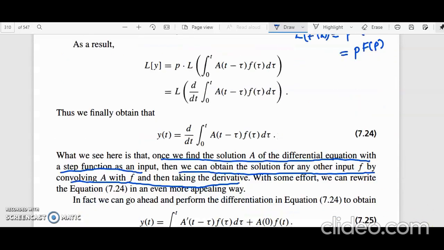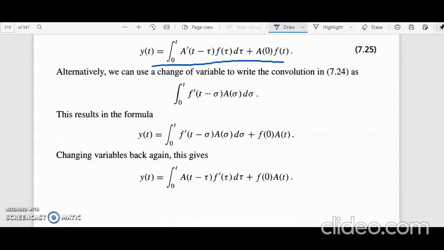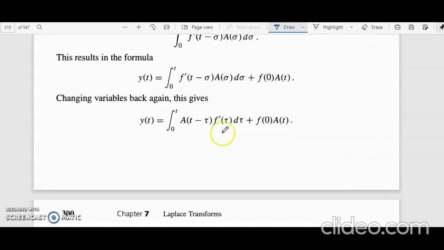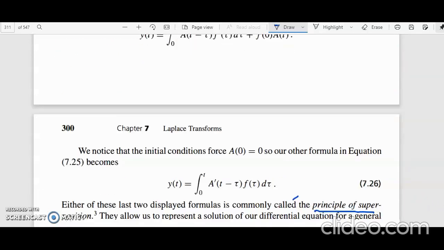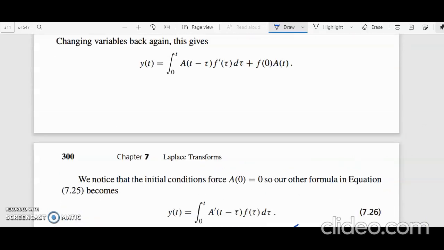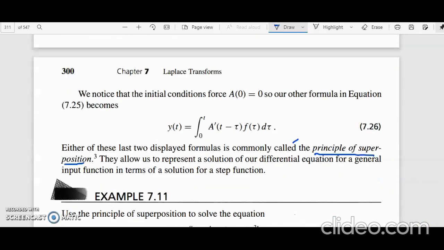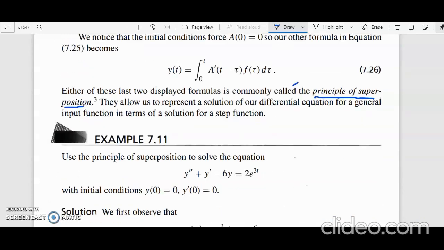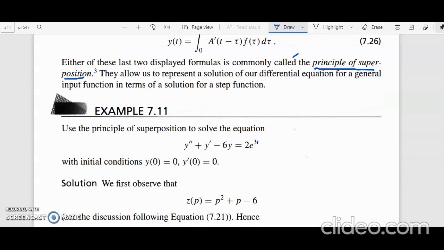Now using the differentiation of the integral, this is what you are going to obtain as y of t. Now f of 0 is equal to 0, so that gives y of t equal to integral 0 to t a dash of t minus tau f of tau d tau, or you have it in the form integral 0 to t a of t minus tau f dash of tau d tau. So let us look at a problem on the superposition principle.